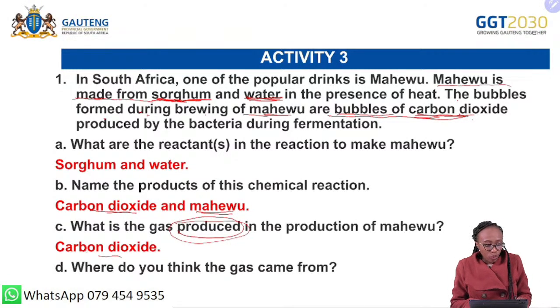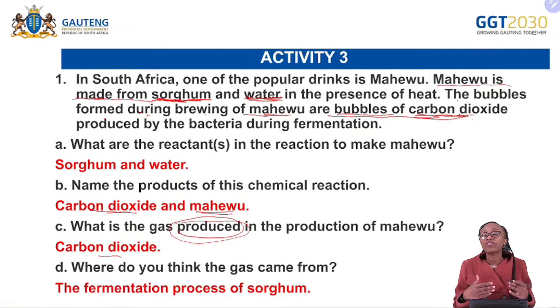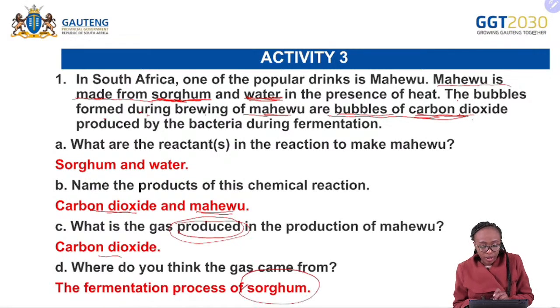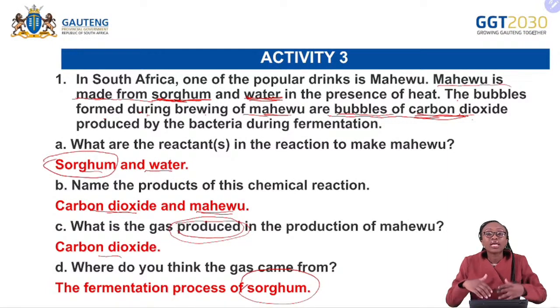Now, D, where do you think the gas came from? It came from the fermentation process of sorghum. Remember, we said the reactants are sorghum and water. So as we ferment the sorghum, there is gas that is produced. As we're breaking down the sorghum, there is a gas that is produced, and that gas is carbon dioxide.